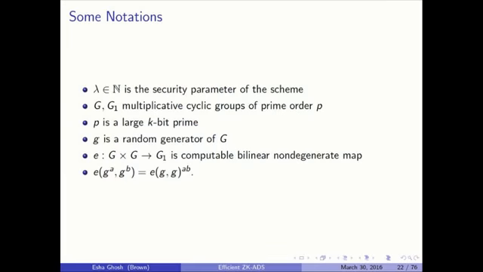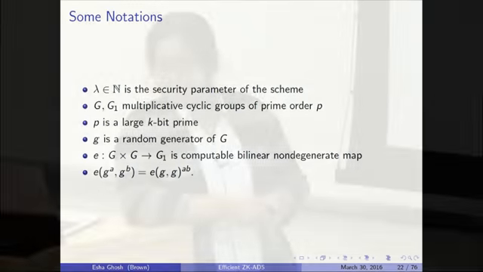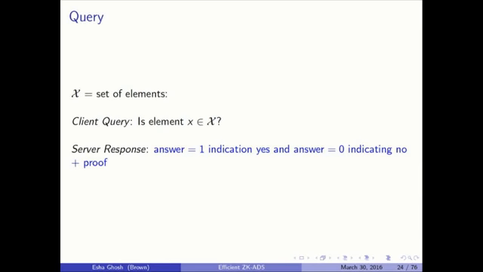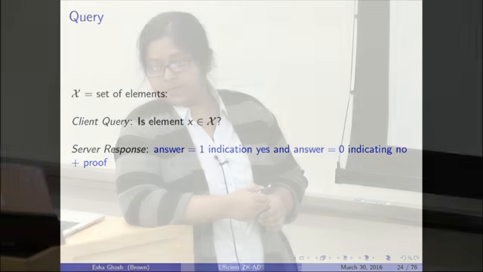Okay. For set membership, the construction is based on bilinear maps. So these are just the notations. Let's say chi is a set of elements. This is the database. The client query is an element X: is it in the set chi or not? The server's response is a bit, which is the answer, yes it is in the database or no it is not, and the corresponding proof.